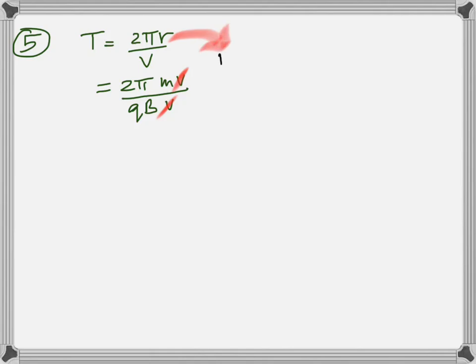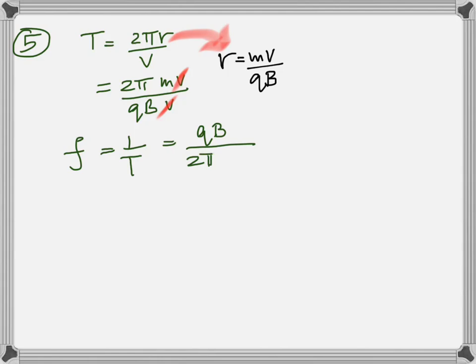Question 5, you have to find the orbital frequency. Time period is 2 pi r by velocity. That's circumference by velocity. So it'll be 2 pi mv by qB, because r is mv by qB. So the velocities get cancelled. And frequency is, of course, 1 over time period. So that's qB by 2 pi times the mass.